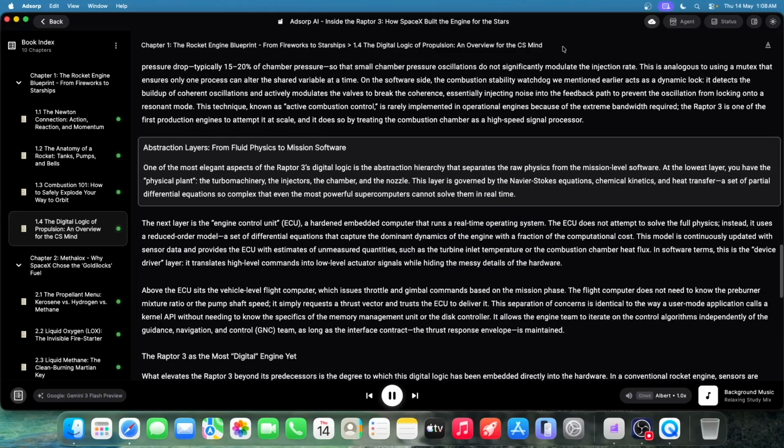And abstraction layers, from fluid physics to mission software. One of the most elegant aspects of the Raptor 3 digital logic is the abstraction hierarchy that separates the raw physics from the mission-level software. At the lowest layer, you have the physical plant: the turbomachinery, the injectors, the chamber, and the nozzle. This layer is governed by the Navier-Stokes equations, chemical kinetics, and heat transfer, a set of partial differential equations so complex that even the most powerful supercomputers cannot solve them in real time.